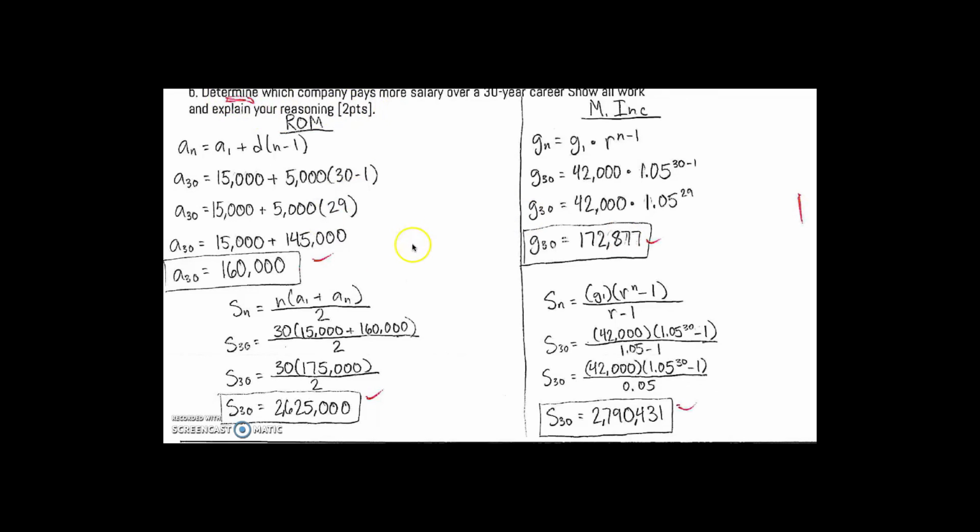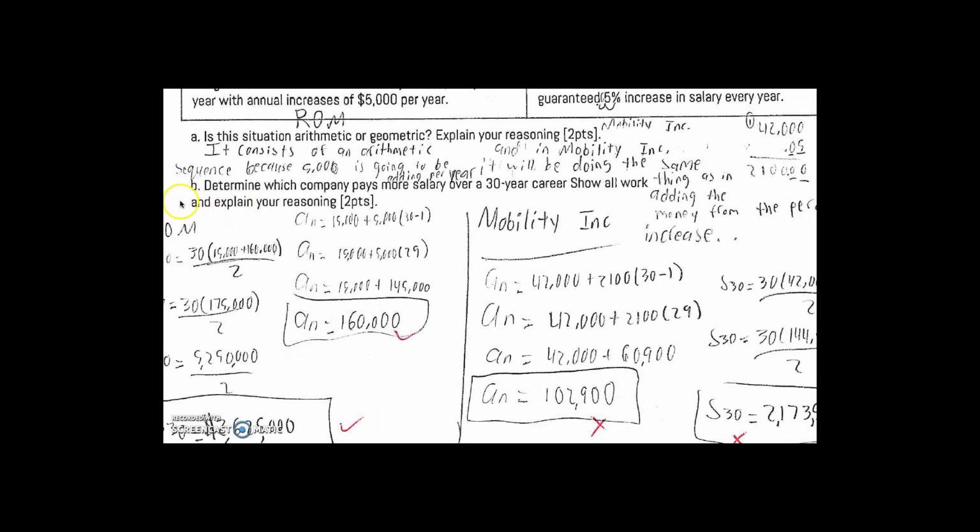You have to tell me. Explain your reasoning: which one is better and why? Out of part B here, they got only one part correct, this side, so I gave them a 1. These 2 were incorrect.